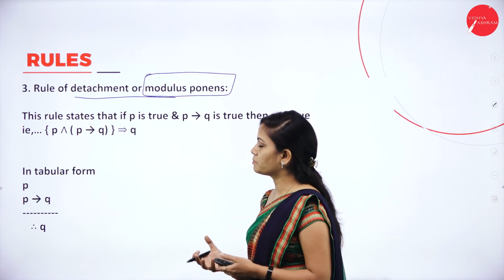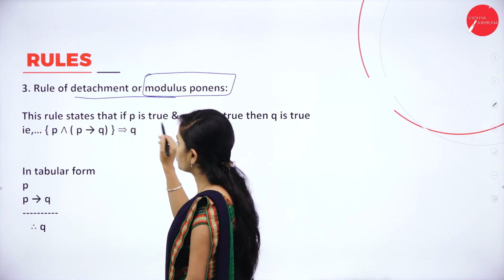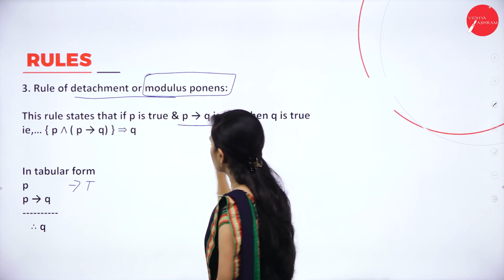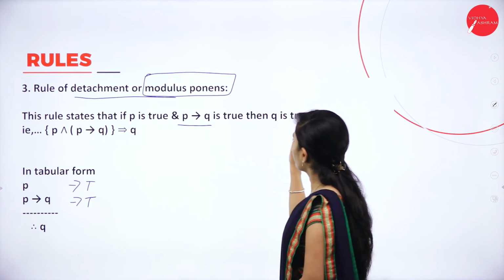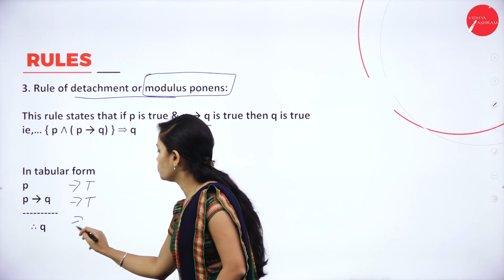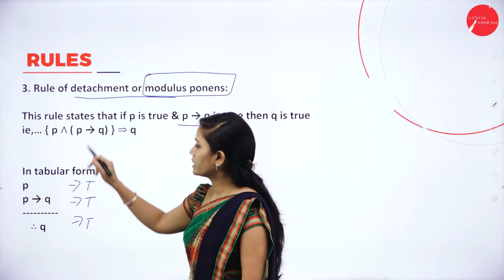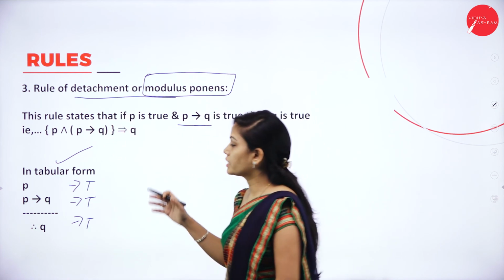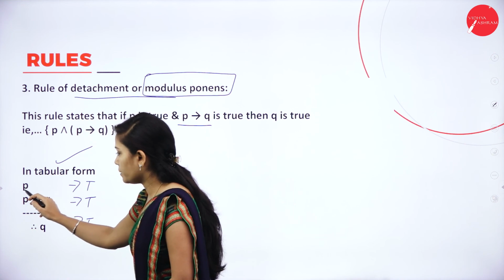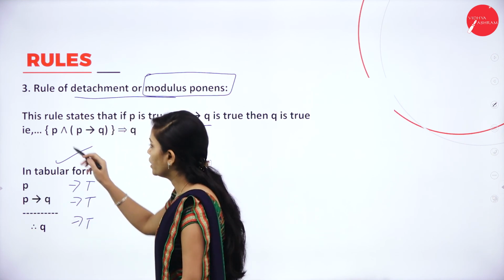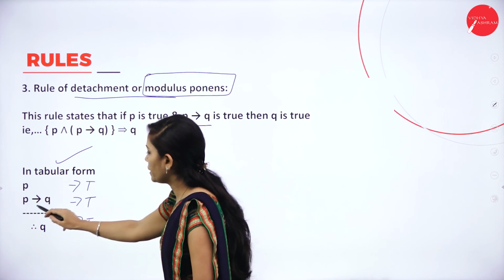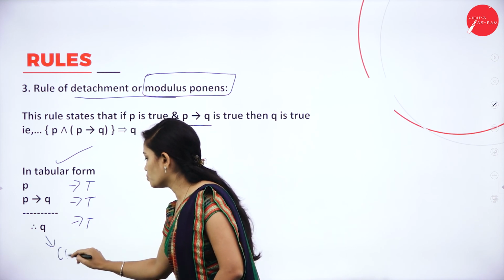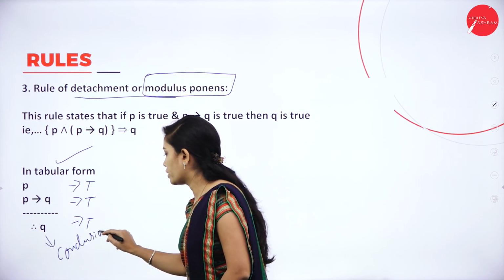So, what does this rule state? This rule states that if P is true, and P implies Q is true, then Q is also true. So, how to write it in a logical implication? This is the tabular form of modus ponens. P and P implies Q. P is true and P implies Q, then Q is true. Q is called the conclusion.